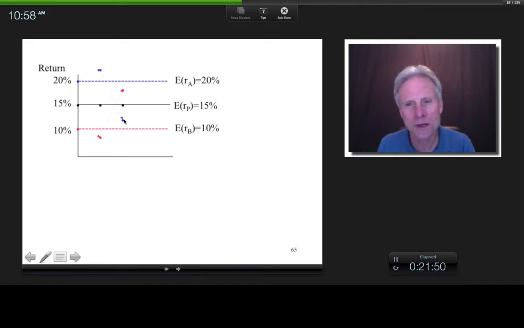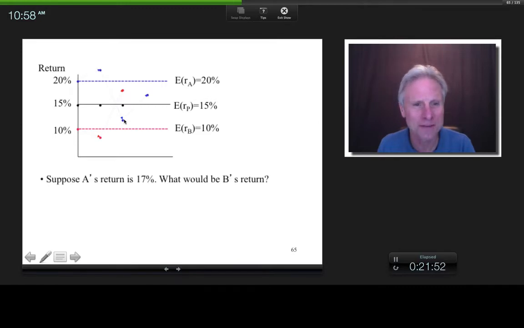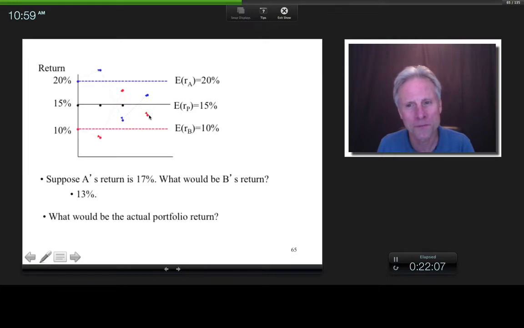Suppose A's return is now 17%. Okay, so that's 3% lower than expected. Then what would B be? Well, 3% higher than expected. So I have half my money at 17, half at 13. What's my actual portfolio return? Again, 15%.